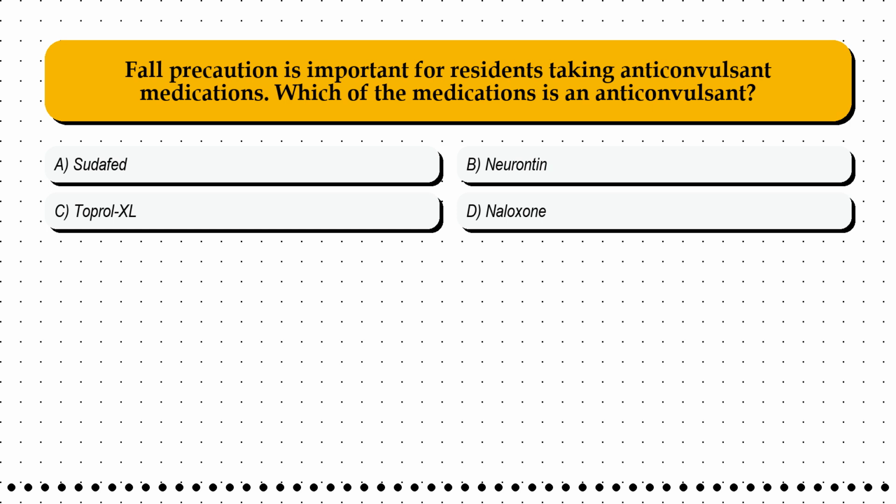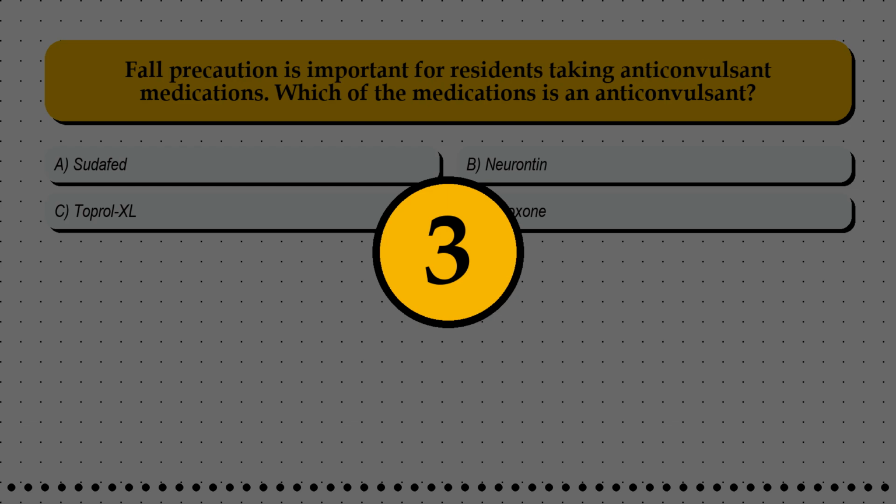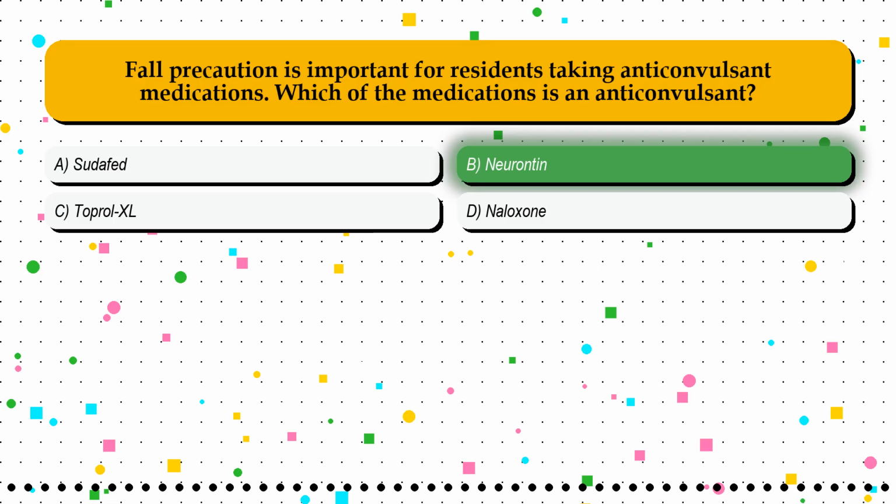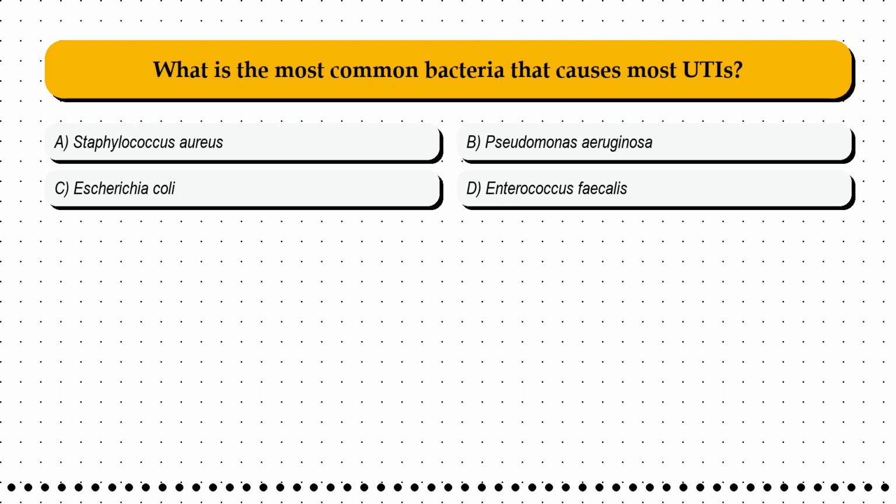Option A, Sudafed. Option B, Neurontin. Option C, Toprol-XL. Option D, Naloxone. The correct answer is option B, Neurontin. Question 288. What is the most common bacteria that causes most UTIs?